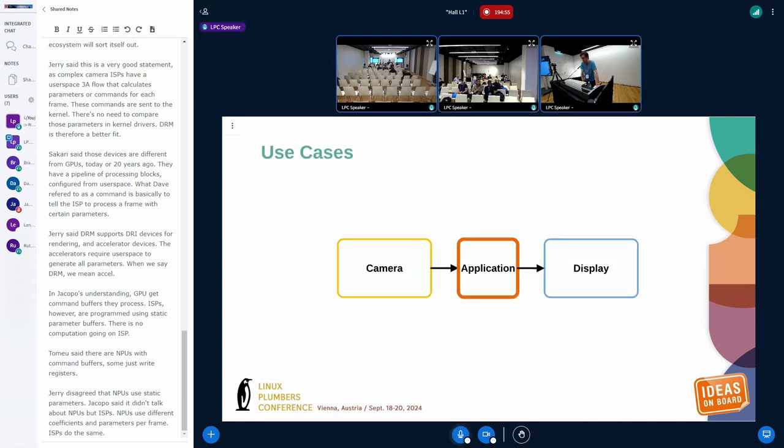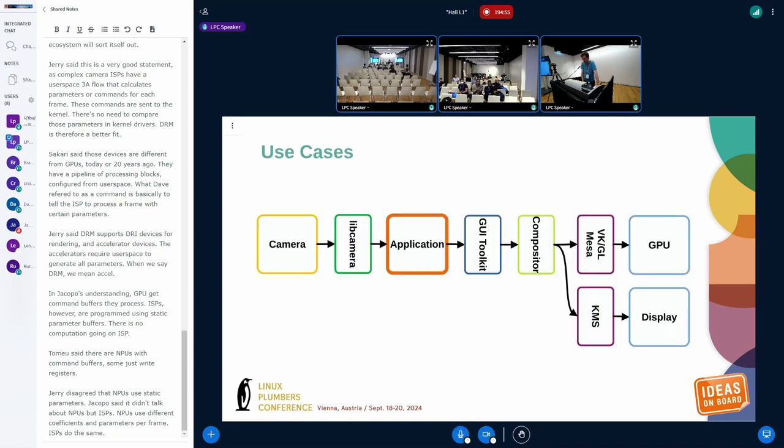Basic use case, there's a camera, obviously, because I'm here. You have an application in the middle, and you want to display that. So you want to make sure that you can allocate buffers that will be able to store images from a camera being displayed without having any memory copy in the middle.